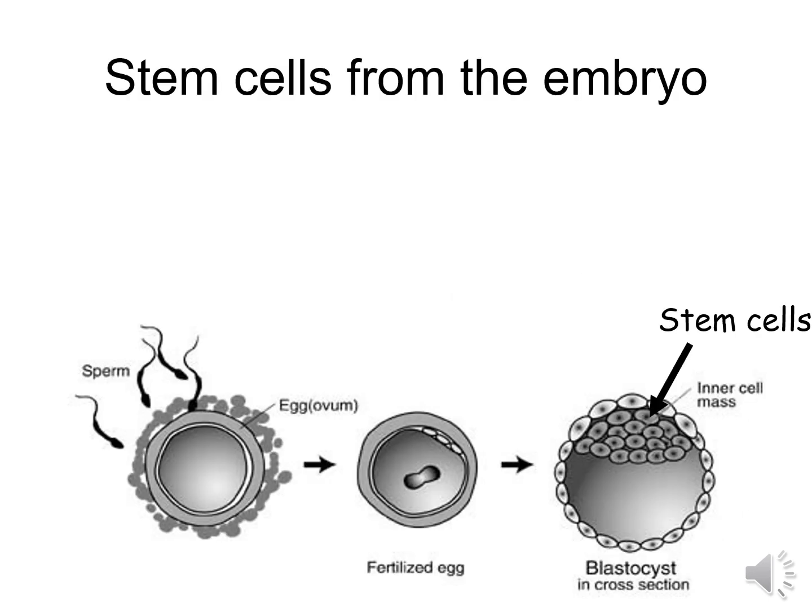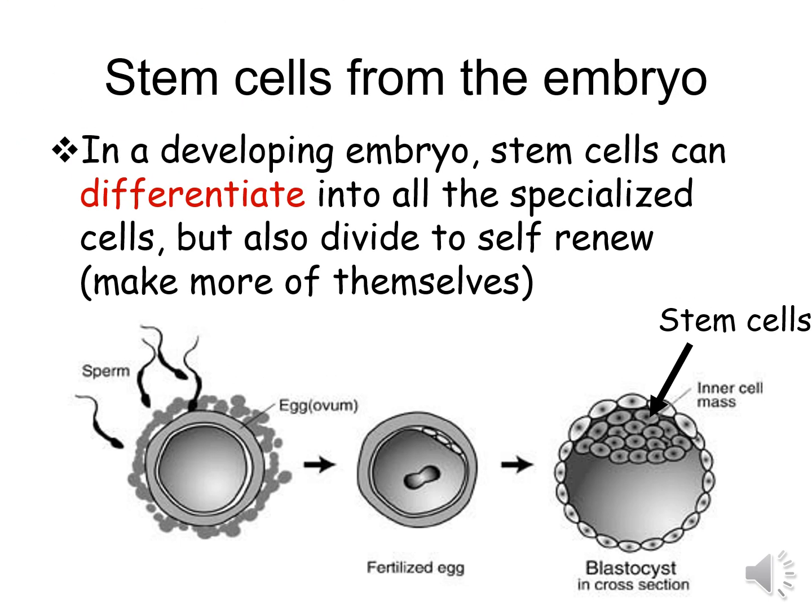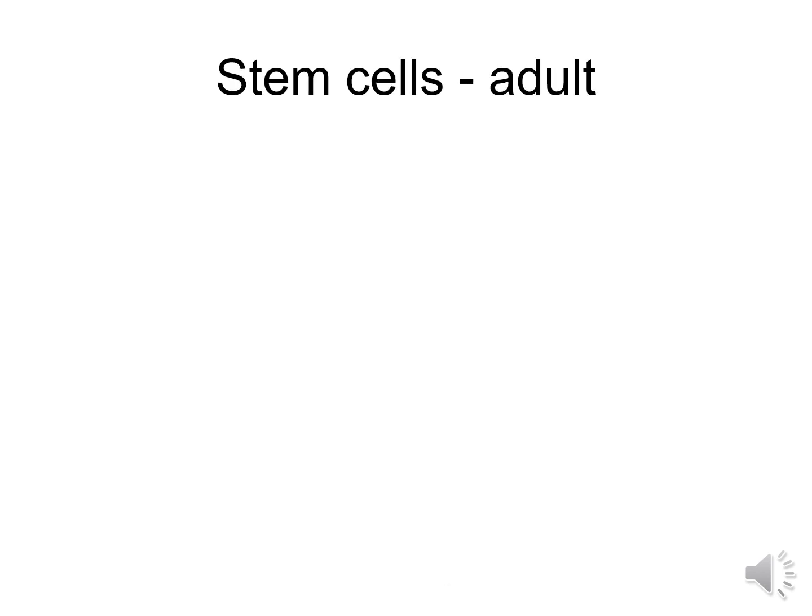So here we have sperm meeting the egg, fertilised egg, our blastocyst full of stem cells able to specialise to produce all the cells that you need in your body. So that's embryonic stem cells.